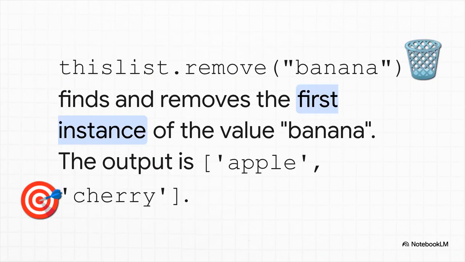Let's see it in action. It's super straightforward. We start with our list of fruits. Then we call list.remove("banana"). We're literally telling Python, hey, go find the string banana and get rid of it. And as you can see from the output, it does exactly that. Banana is gone. Clean and simple.